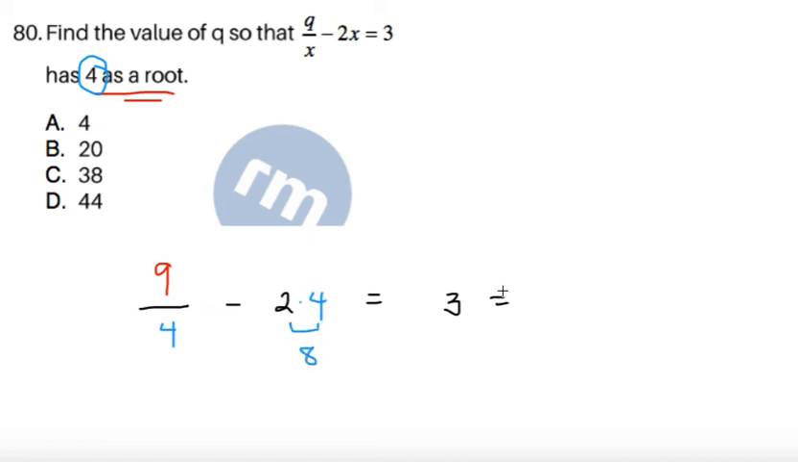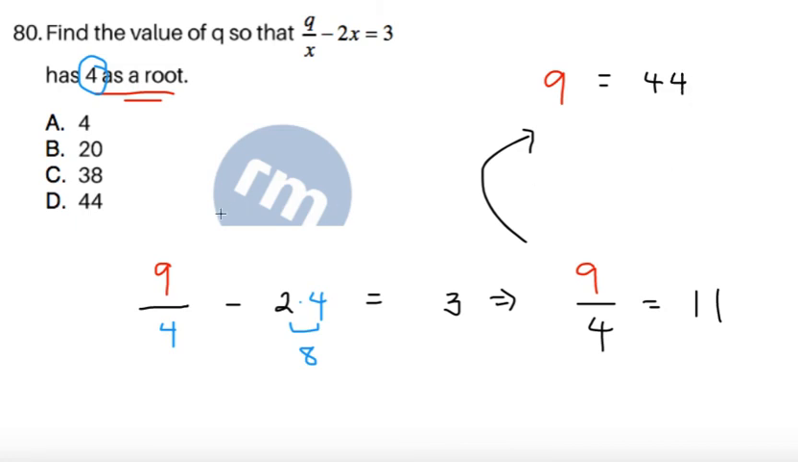So I can add 8 to both sides. I'm going to get q divided by 4 equals 3 plus 8, which is 11. And just solve for q here. We're going to get that q is equal to, multiply both sides by 4, so it's going to be 11 times 4. Work out the math, and you're going to get that q equals 44. So we have choice D for this item.